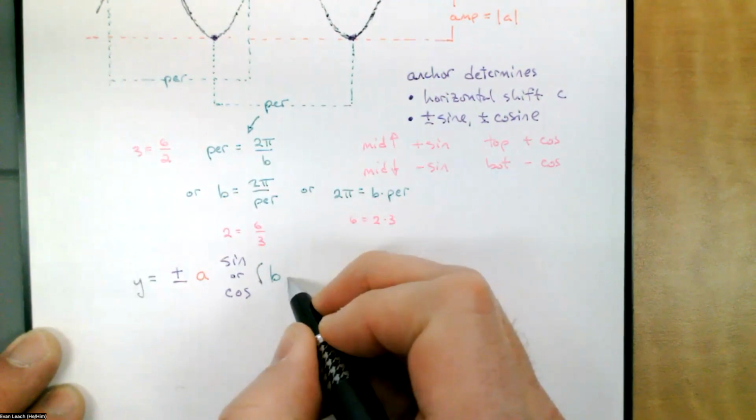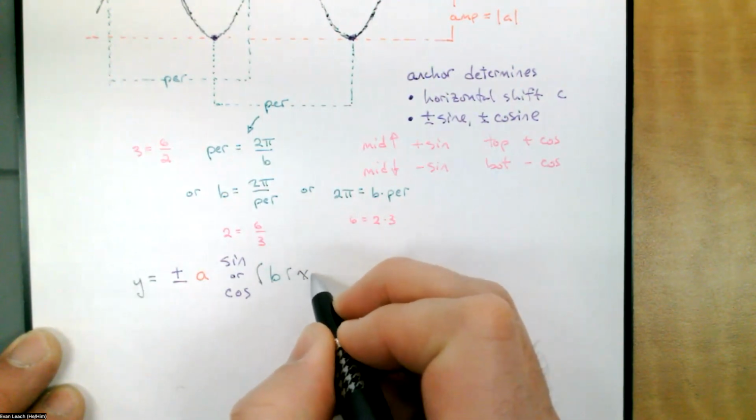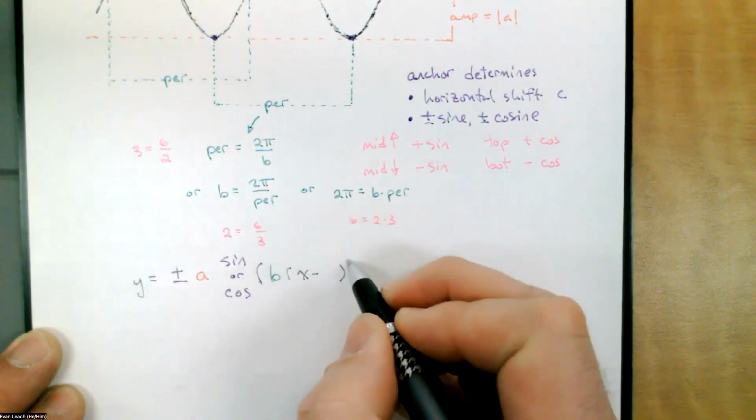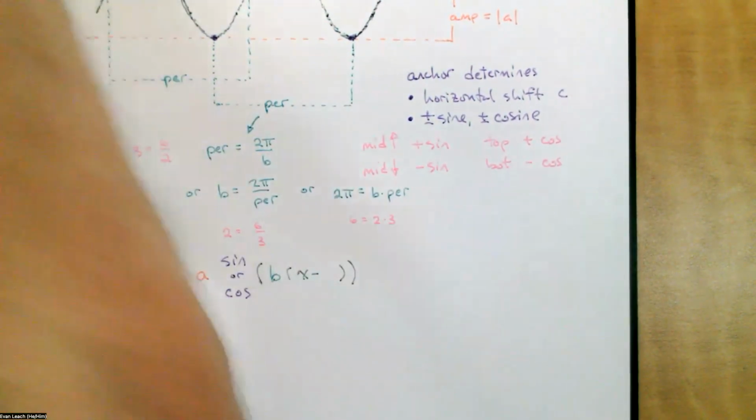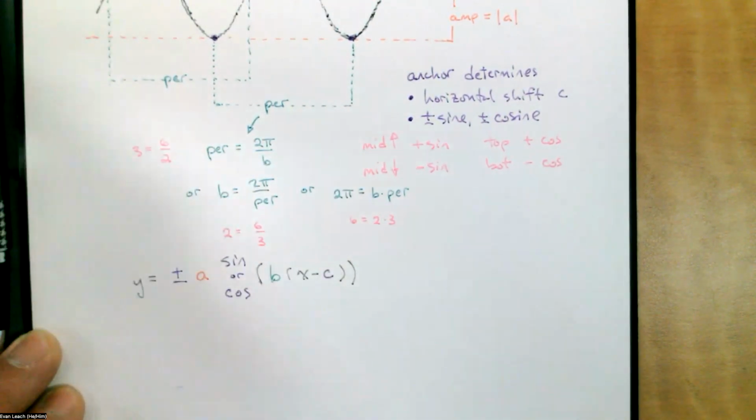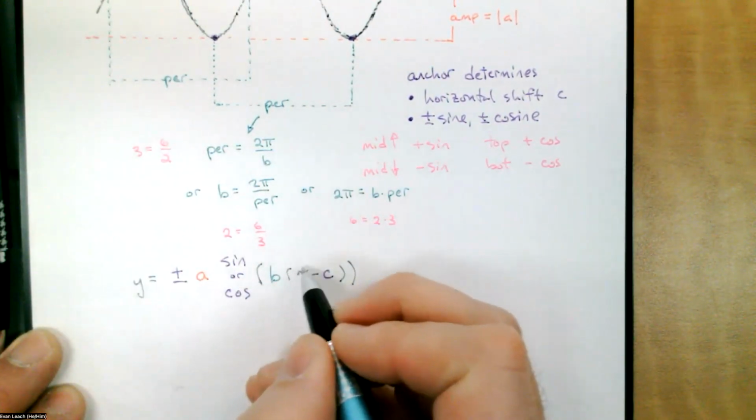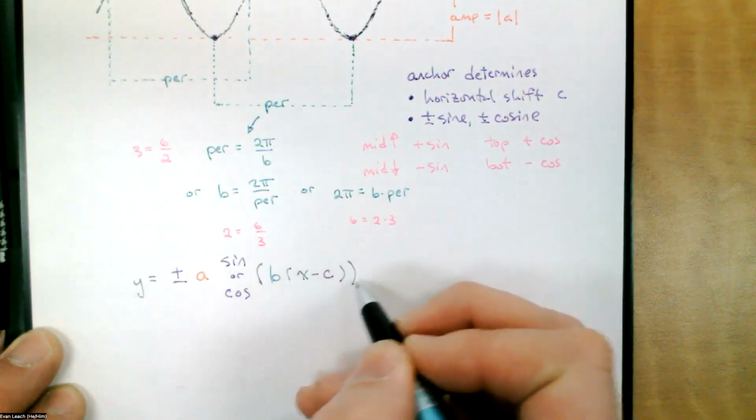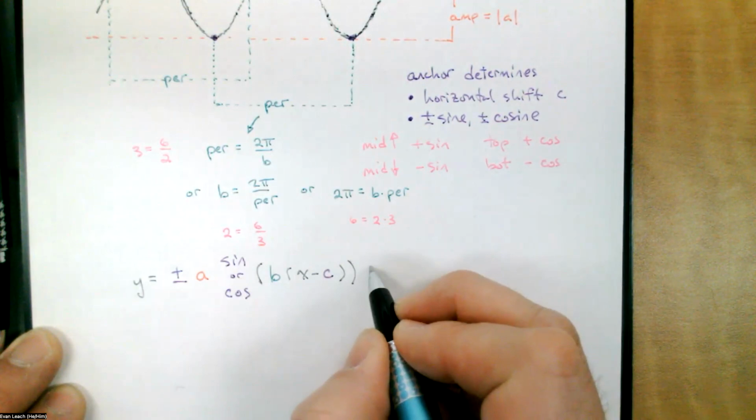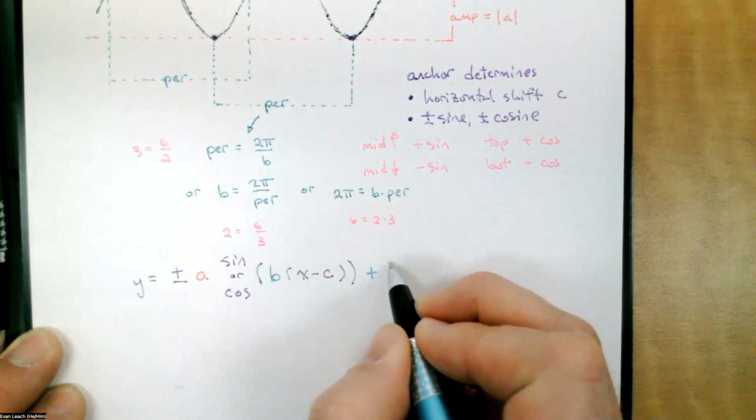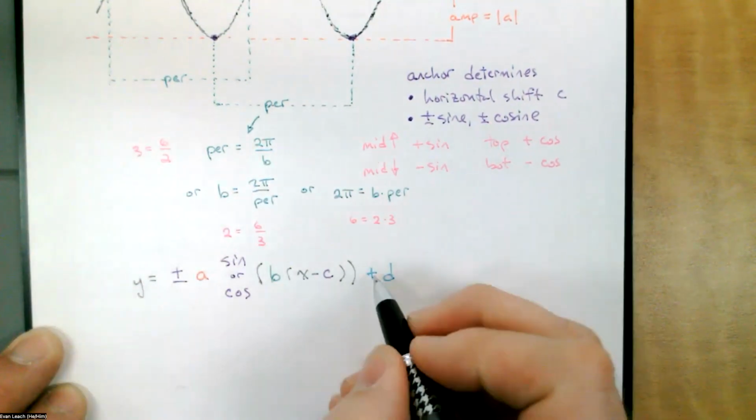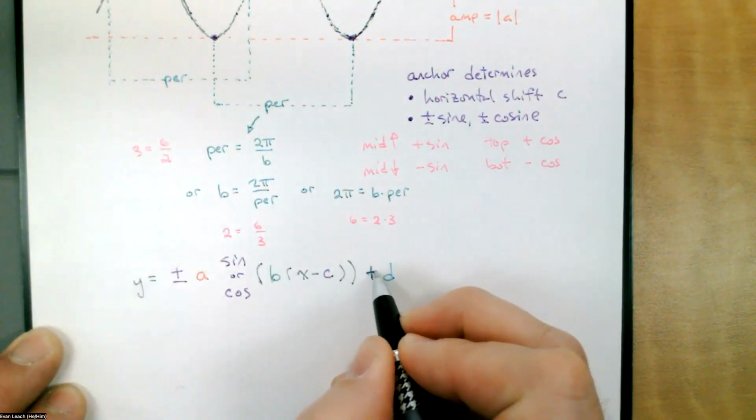So I put another set of parentheses and write x minus. And that's where we write c. And then close the parentheses around x minus c. Close the parentheses that form the argument for your trig function. And then you can write plus d. You don't have to force d to be positive.